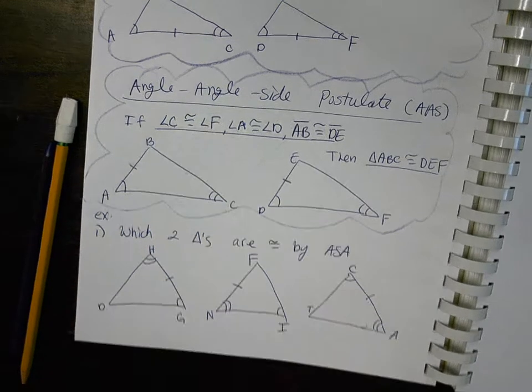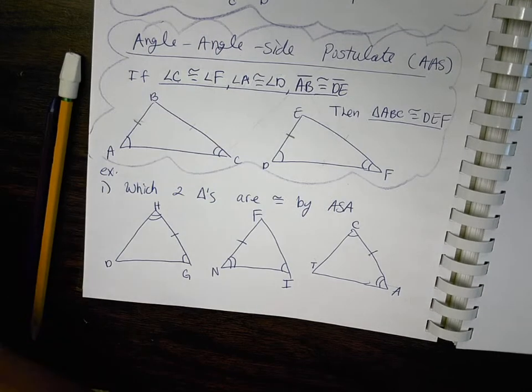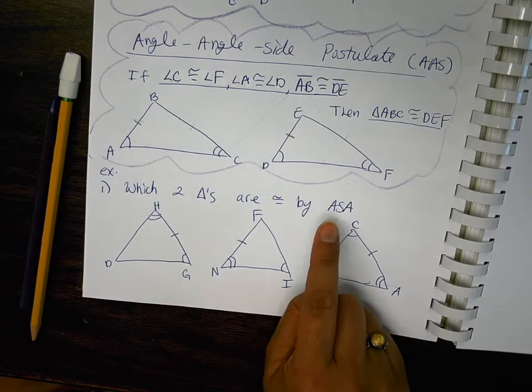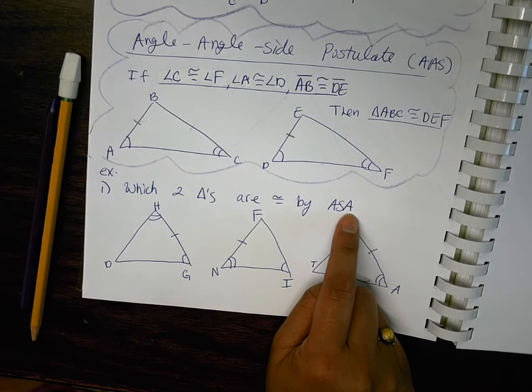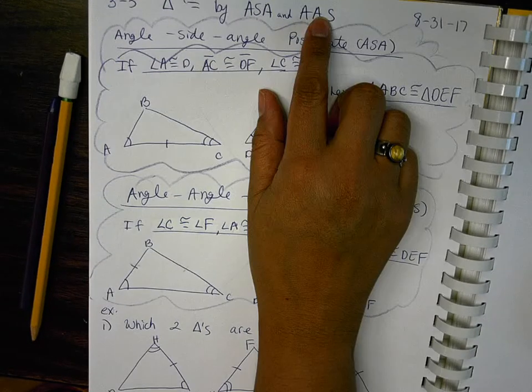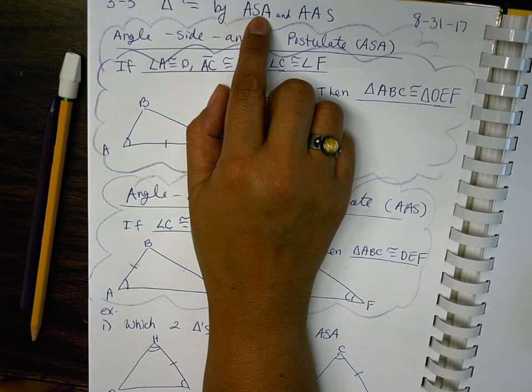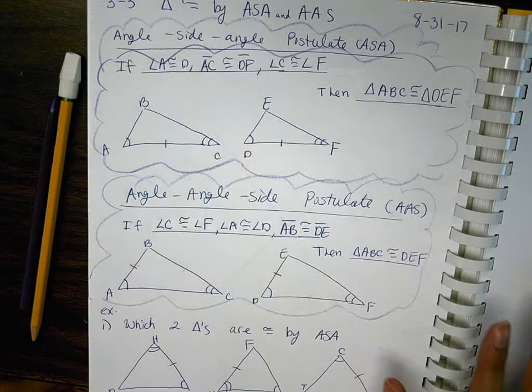Before you tell the answers, I'm going to give everyone a few seconds to think about it. Which two can you say are congruent by angle side angle? And how is angle side angle different from angle angle side? The side has to be what? In the middle. Sandwiched, included.